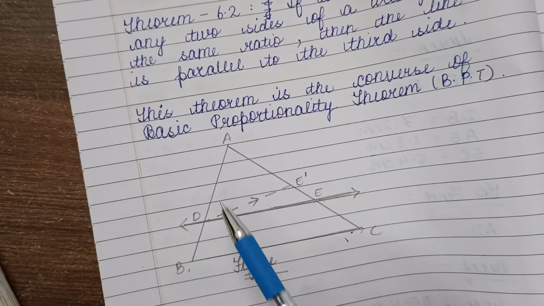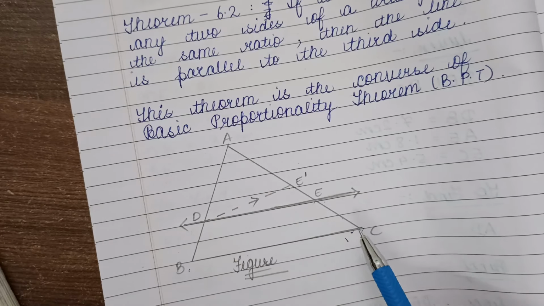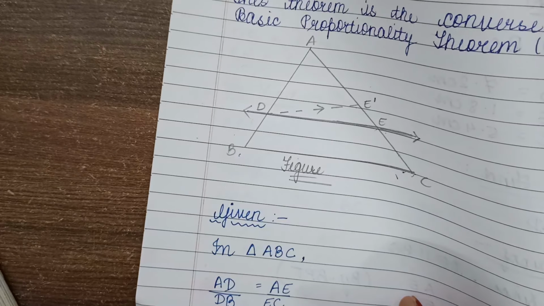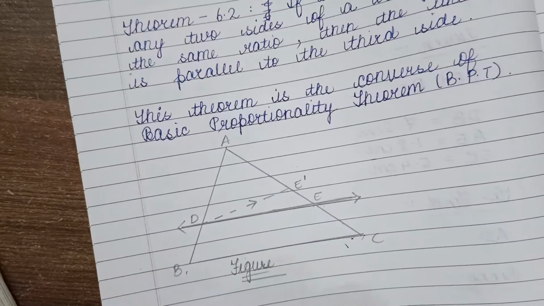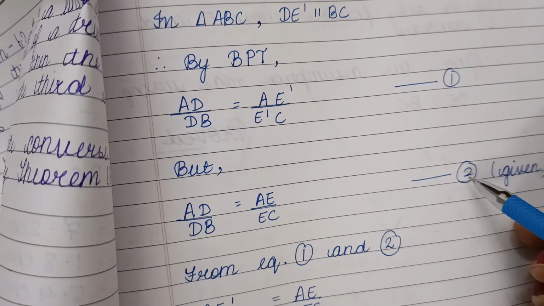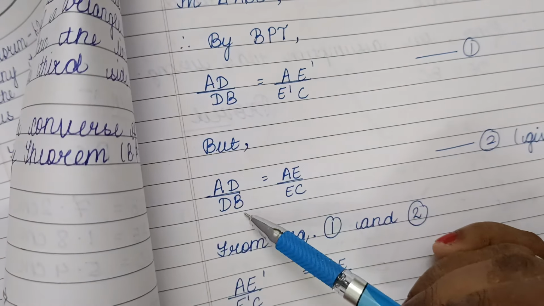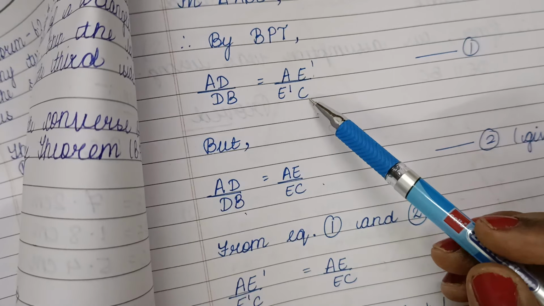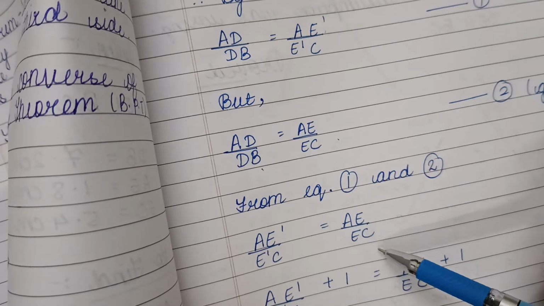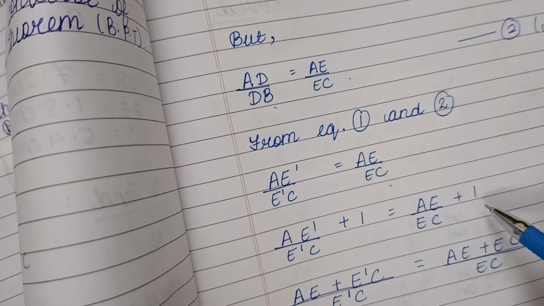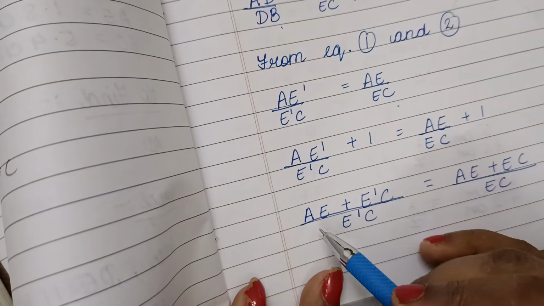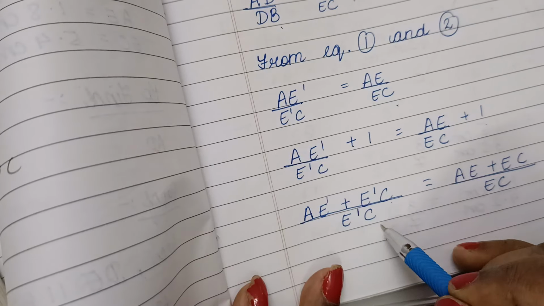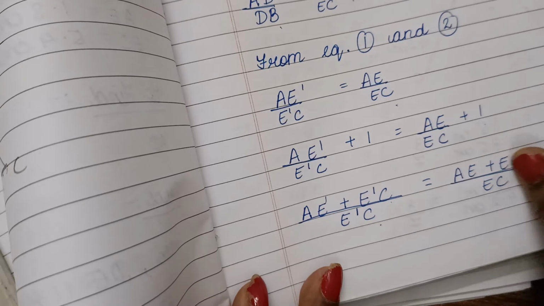Okay, but AD by DB equals AE by EC, it is already given in the theorem, isn't it? So from equations 1 and 2, what do we find? That the left hand sides are equal, so the right hand sides will also be equal. So AE dash by E dash C equals AE by EC. Now if we add 1 on both sides, we get AE dash plus E dash C by E dash C equals AE plus EC by EC.